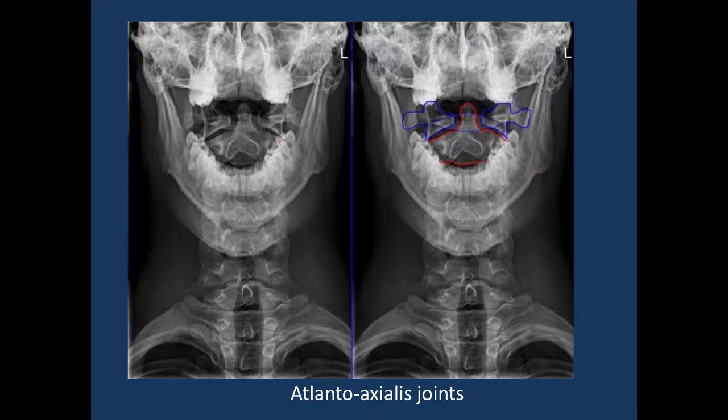The special life hack that the Röntgen technician uses to make visible the joints between atlas and axis: we ask the patient to open the mouth and just make an X-ray examination through the opened mouth. It gives us an opportunity to evaluate both the first and the second cervical vertebra.